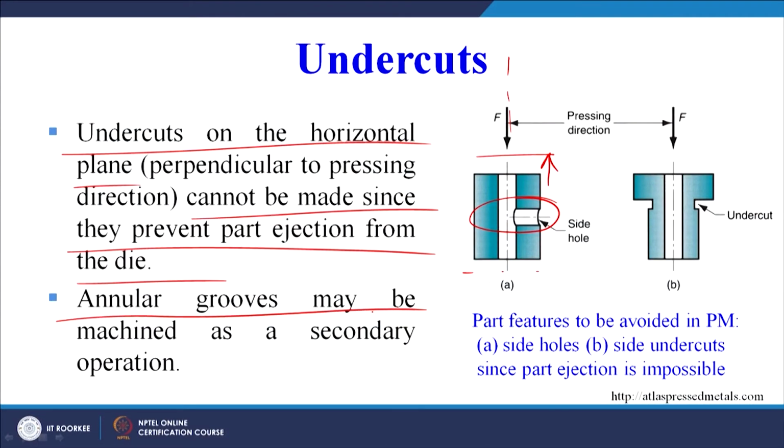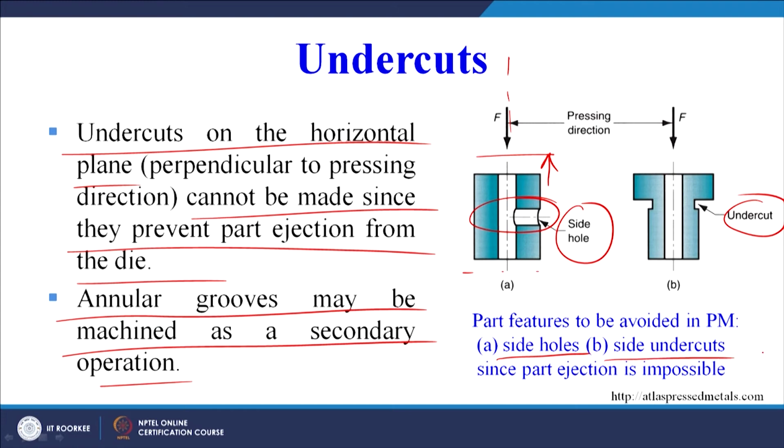Annular grooves may be machined as a secondary operation. So undercuts, this type of undercut, this type of side hole, side holes can be made at a later stage after the sintering operation. So part features to be avoided in the powdered metal processing technique: side holes must be avoided, side cuts must be avoided since part ejection is impossible.